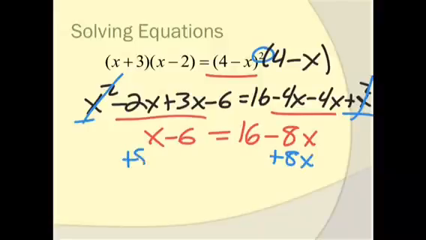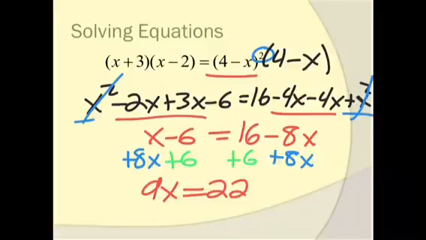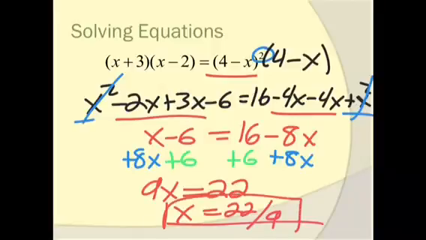And in the same step, I'm also going to be adding 6 to both sides. So I'm going to get my x's on one side and my constants on the other side. So once I've done that, I have 9x is equal to 22. Solving for x, we get x is equal to 22 divided by 9. And that's our answer.